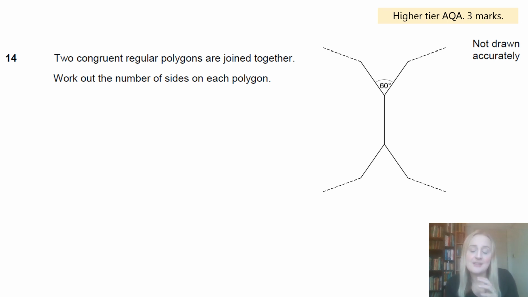But actually, if you look at this question, it does take some reasoning, because first of all, they need to know that if they do 360 take away 60, then they end up with the 150 for each of the interior angles. So they're using an angle fact. They're also using the fact that the polygons are congruent to know that they can divide the 300 into 2. But then once they know the interior angle's 150, there are a couple of different ways that a student can then work out the number of sides.